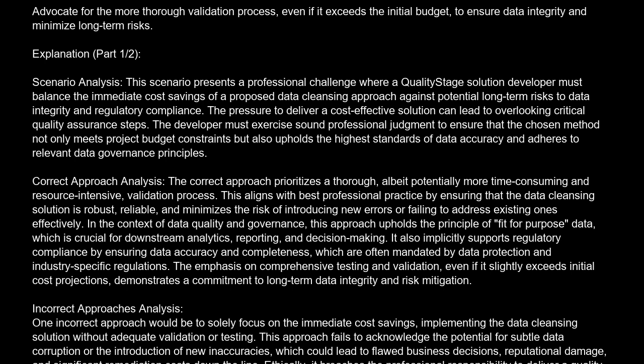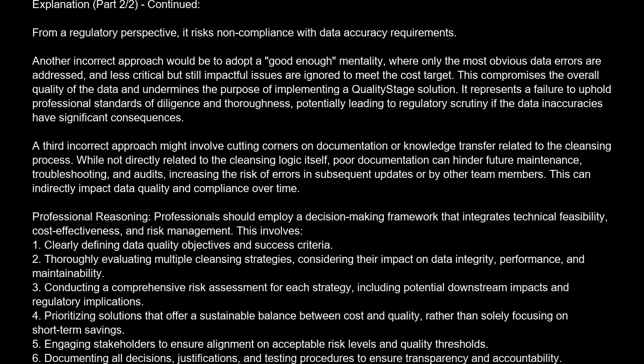Incorrect approaches analysis. One incorrect approach would be to solely focus on the immediate cost savings, implementing the data cleansing solution without adequate validation or testing. This approach fails to acknowledge the potential for subtle data corruption or the introduction of new inaccuracies, which could lead to flawed business decisions, reputational damage, and significant remediation costs down the line. Ethically, it breaches the professional responsibility to deliver a quality solution. From a regulatory perspective, it risks non-compliance with data accuracy requirements.